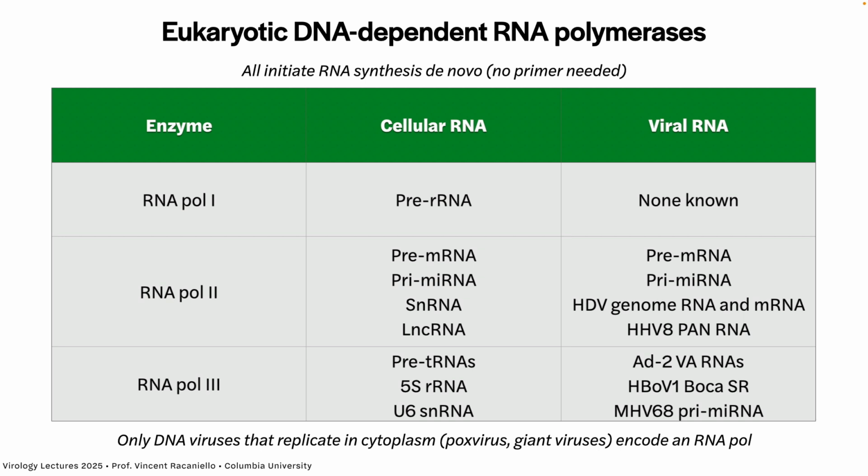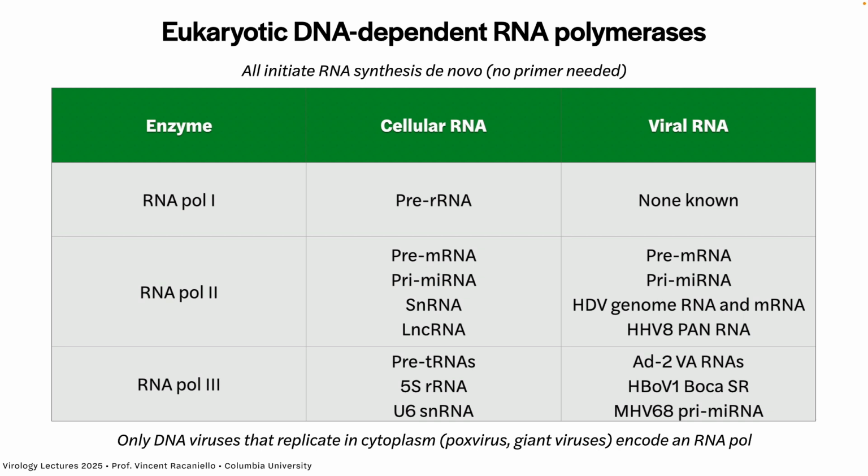So everything is specialized in the cell. We have ribosomal RNA, mRNA, and tRNA. We have a polymerase for each. Okay? Some viruses encode their own DNA-dependent RNA polymerase. Those are the ones that reproduce in the cytoplasm. Because where is the DNA-dependent RNA polymerase? It's in the nucleus. And if you don't go in the nucleus, you have no access to it, so you have to make your own. And it's the giant viruses and the pox viruses. They reproduce in the cytoplasm as opposed to the nucleus, so they need to encode their own RNA polymerase.